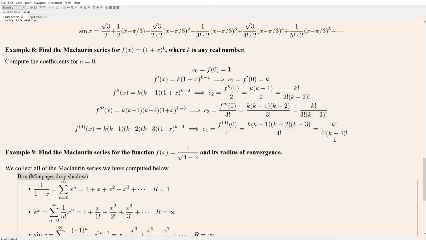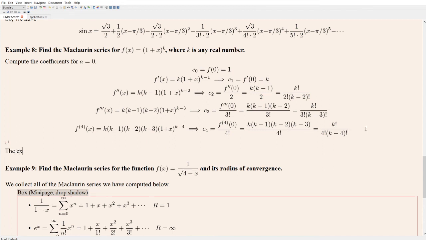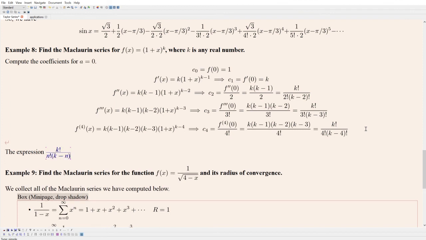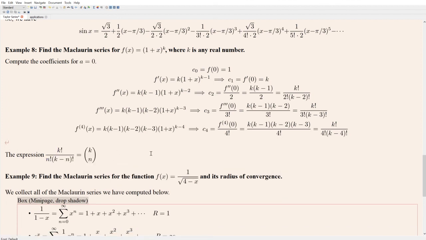So, do these look familiar to you? You've seen these before. I guarantee that you have somewhere, either in algebra, or maybe in a discrete math course, or in probability and statistics if you ever took a statistics course. These are the binomial coefficients. So the expression k factorial over n factorial times (k minus n) factorial, because that's what's happening here, is given by a special notation, k choose n, like so. And that is called a binomial coefficient.